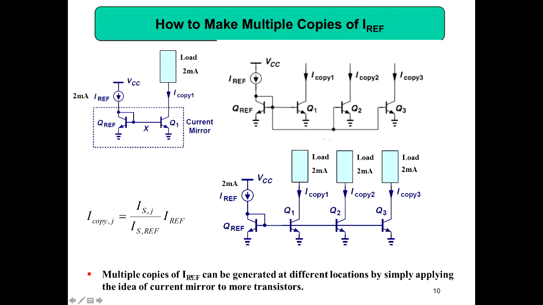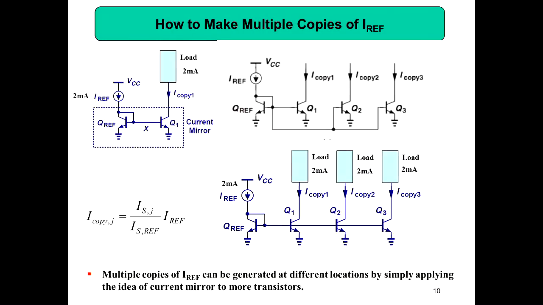Multiple copies of I reference, that is our golden current, can be generated at different locations by simply applying the idea of current mirror to more transistors. So we can apply this idea to more transistors and generate I copy at different locations in the circuit.